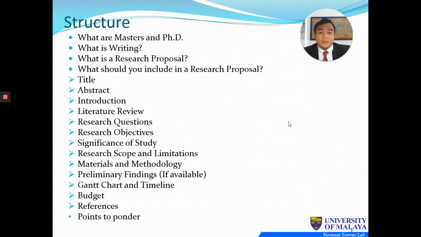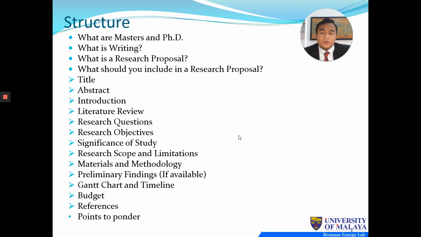So the structure for my presentation today is that we will start with what are masters and PhD, what are this degree and the journey that you are embarking upon. Second, we will follow up with what is writing, what is research proposal, and what should you include in a research proposal. I believe you are more interested to hear about what should you include in a research proposal.